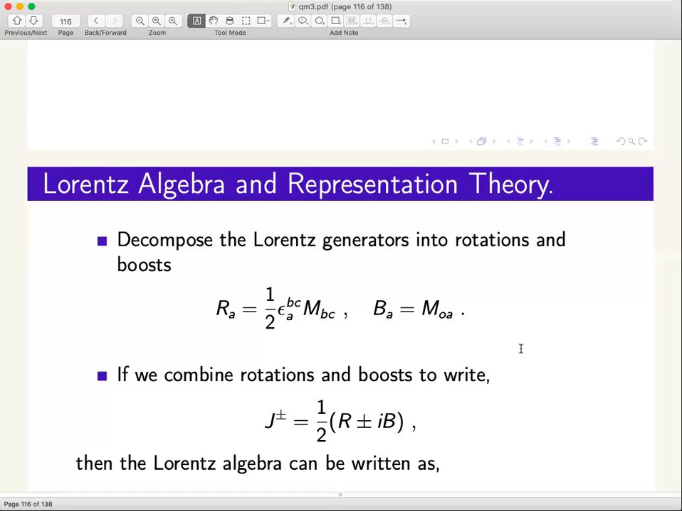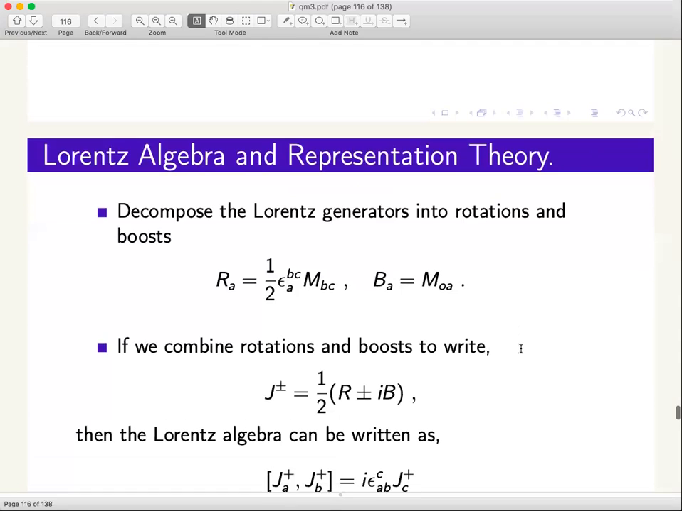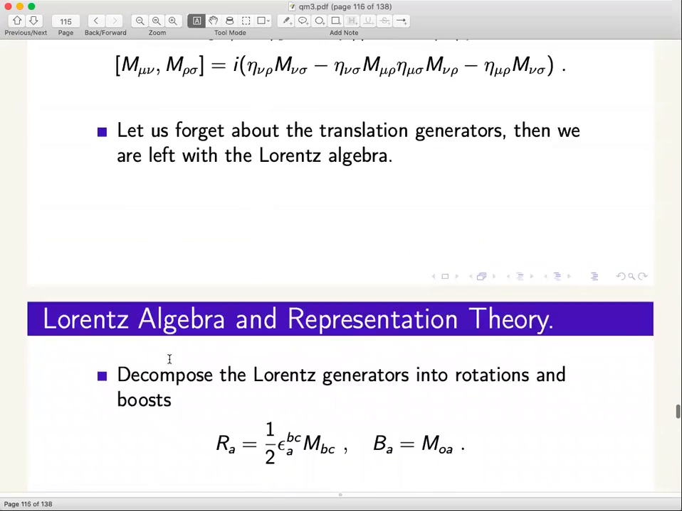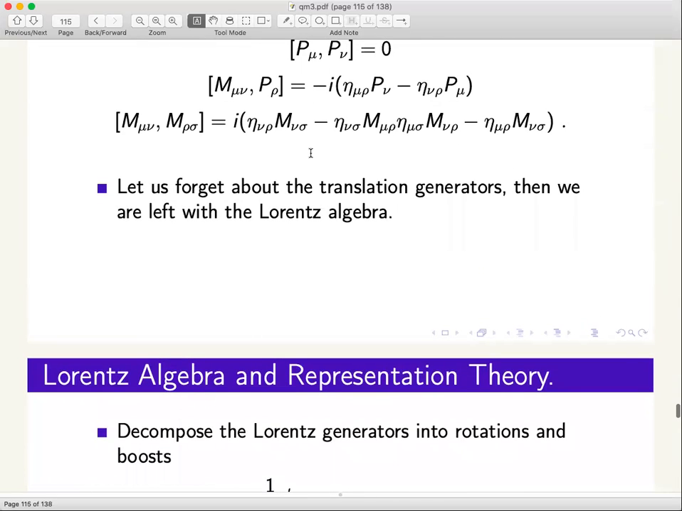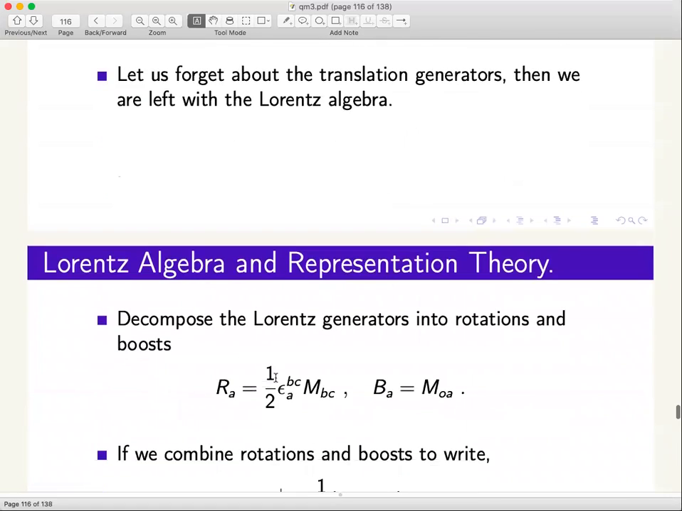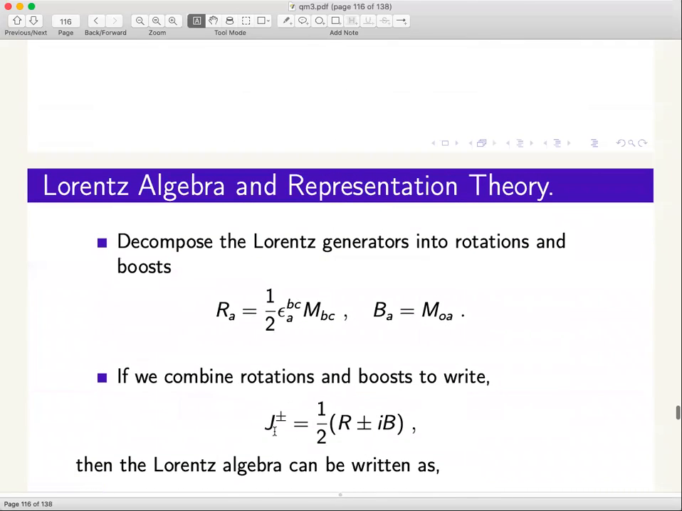So let's do the following. Let's take a complex linear combination of these generators. These are rotations and these are boosts. Now the algebra is written out here. We know eta is just the Minkowski metric. M_mu nu are the generators, which by substituting appropriate values you can write in terms of R_A and B_A.